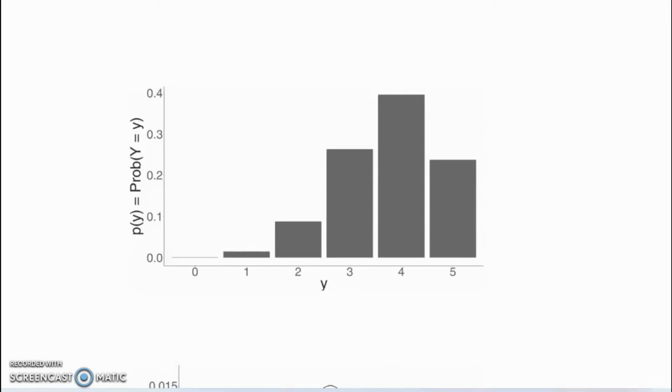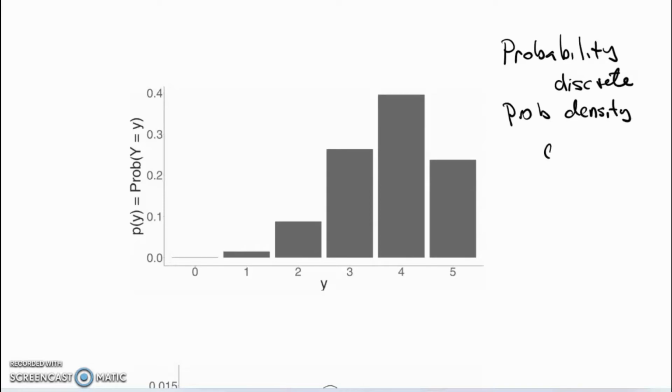The purpose of this video is to make the distinction between the probability of a discrete random variable and the probability density of a continuous random variable. So here we have an example of a discrete random variable.